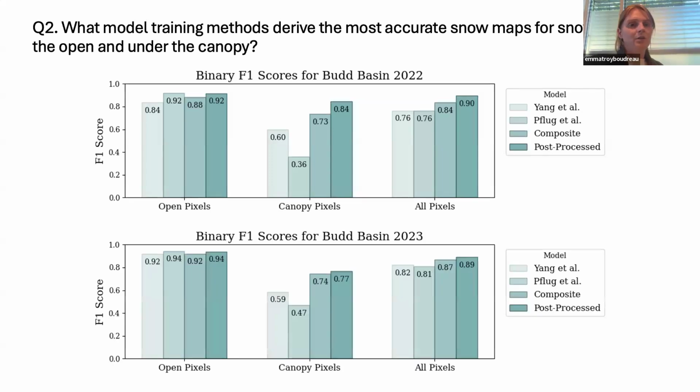And then we want to check in another year. 2023 was a significantly higher snow year in the basin, and the model still did good in the open pixels. And the canopy pixels were similar results. Maybe the post-process method performed a bit lower, but that could just be because it was trained in 2022 and tested in 2023.